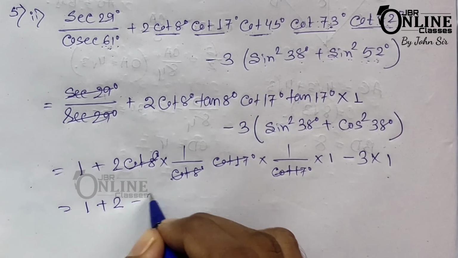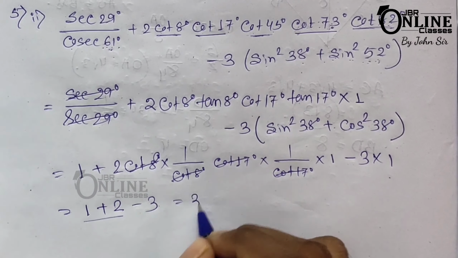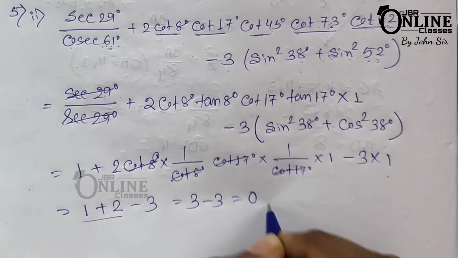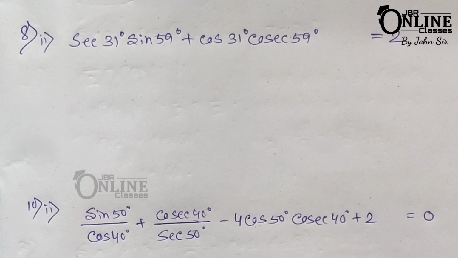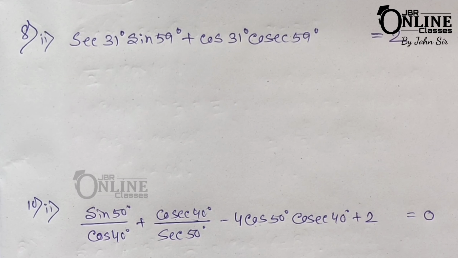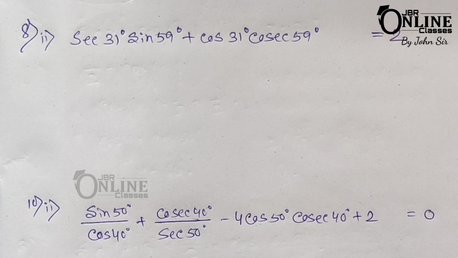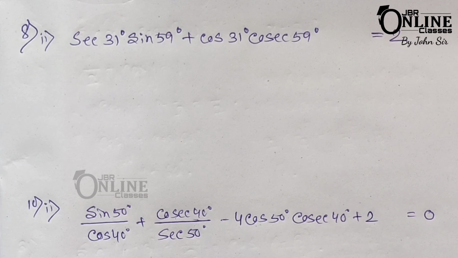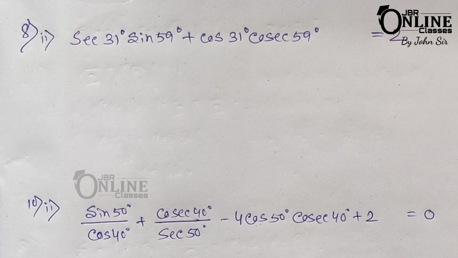So 2 minus 3. So 1 plus 3, that means 3 minus 3, and that equals 0. Now sum number 8. Okay, sum number 6 and sum number 7 are the same kind of problem. So here now sum number 7 to 11. In sum number 7 to 11, each and every problem you have to prove something. Each and every problem is the same kind of problem.